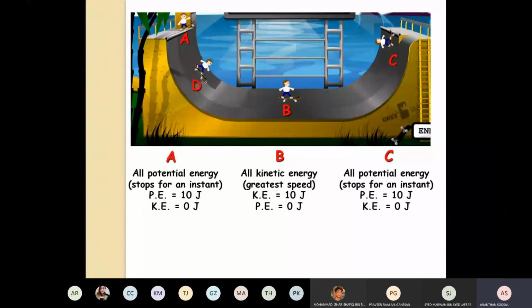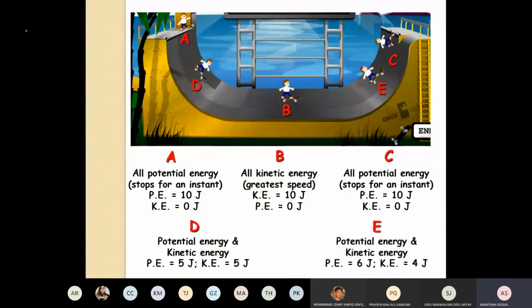So at D, the potential energy and kinetic energy could be partially 5-5. At E also it will be a mixture.